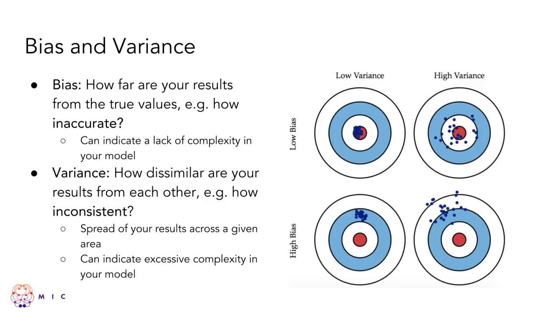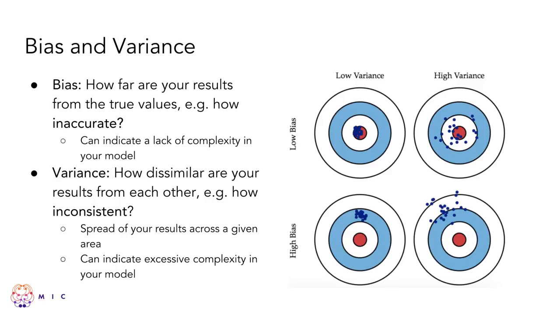Variance is the opposite problem. Variance says how dissimilar your results are from each other. So how inconsistent are your predictions? This could be basically the spread of your results across a given area, and it can indicate excessive complexity in your model. I want to emphasize right now that bias and variance are opposite problems with opposite solutions. To fix bias, you need to increase complexity. To fix variance, you need to decrease complexity in your model.